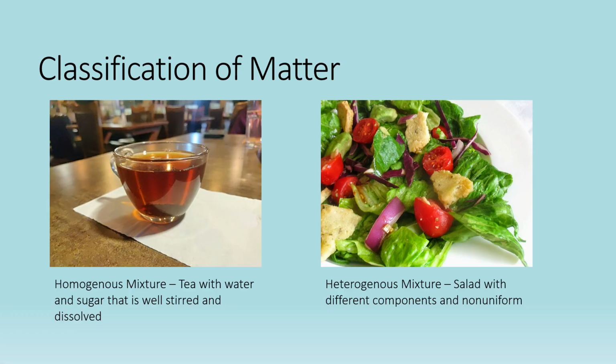So an example of a homogeneous mixture is also tea with water and sugar that is well stirred and dissolved, because with each sip you have the same flavor profile, which means that the drink, the solution, is well mixed and dissolved and is the same. And then for a heterogeneous mixture, we have a salad, which has different components and is non-uniform throughout. For example, with one bite, you could get lettuce and a crouton. With another bite, you could get lettuce and a tomato.